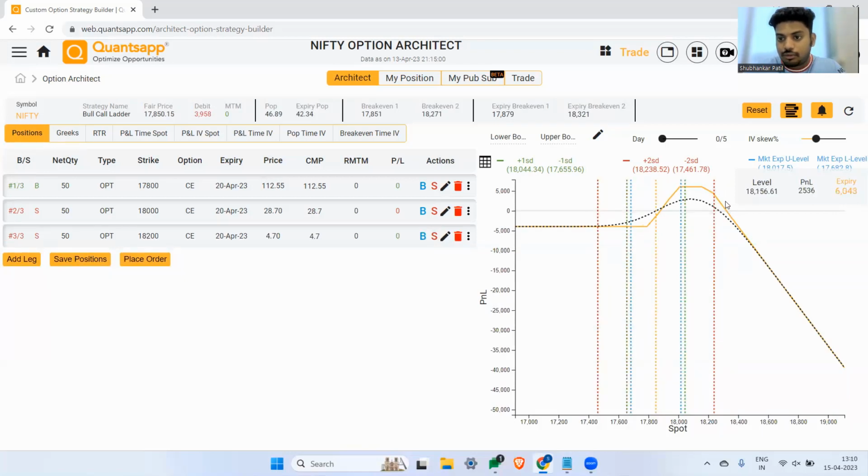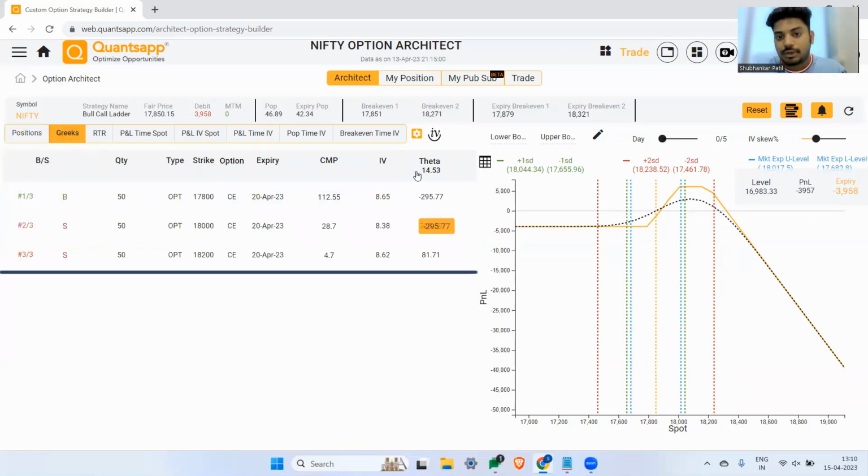So if I just show you at the same level, 18,236, somewhere around that, if you create a different strategy, which is bull call ladder, that means you haven't done anything complex here. Only the point is you had sold two lots of 18,000. Now you are selling 18,100 and 18,200. So this is when you are bullish on the instrument. If you are bearish on the instrument, you will do the exact same thing, but with the put side.